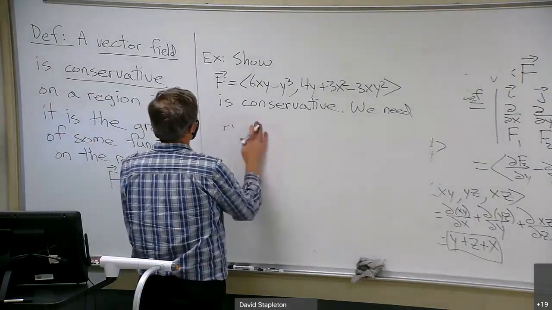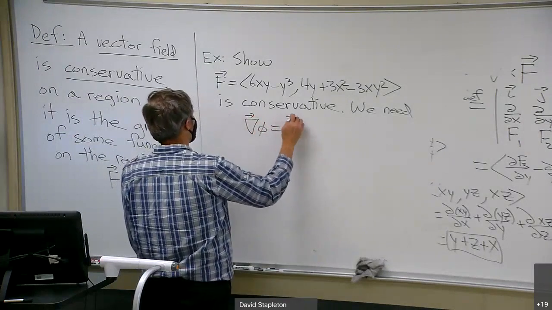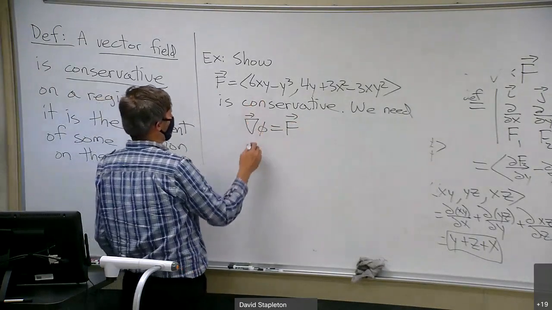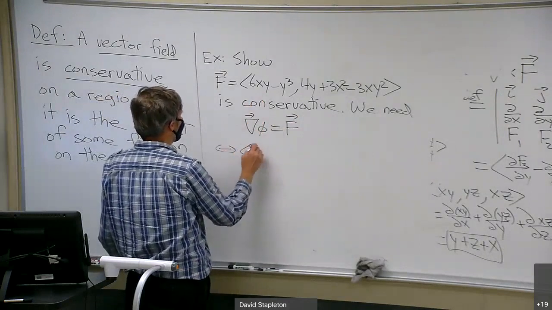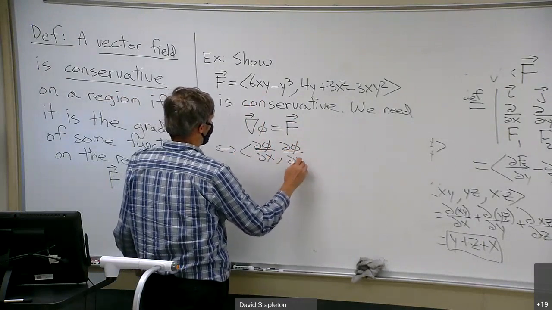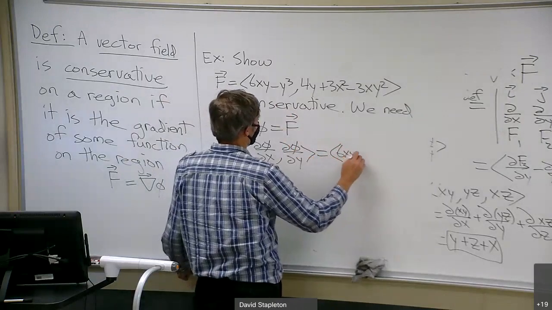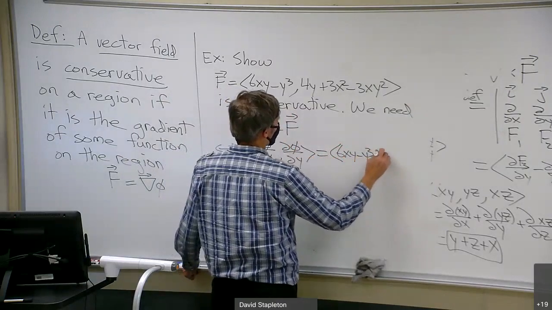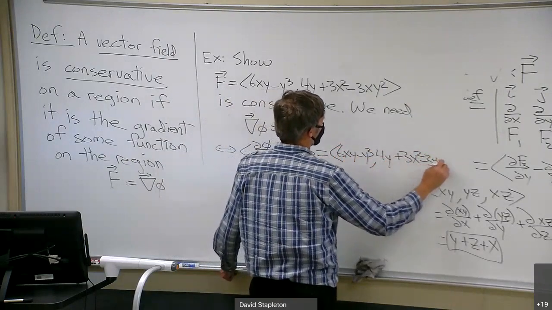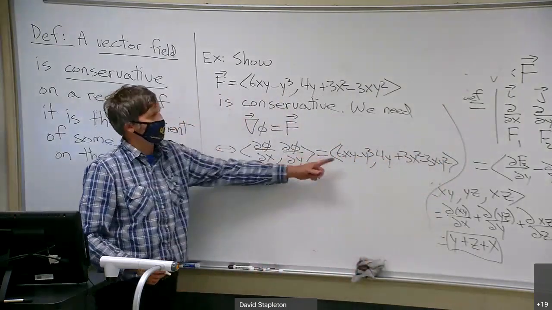We need gradient of phi equals F. But the gradient of phi in 2 dimensions is d phi dx, d phi dy, right? Needs to be equal to this function up here, 6xy minus y cubed, 4y plus 3x squared minus 3xy squared. It will be conservative if and only if we can make this work.